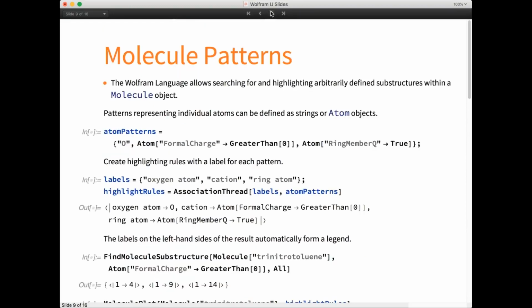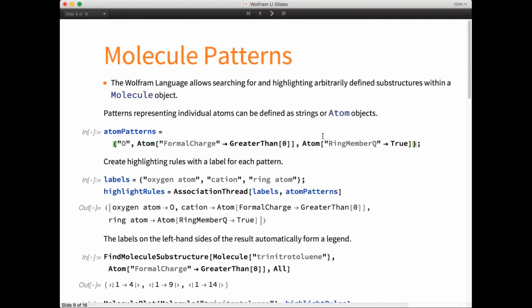Another really powerful thing that you can do in Wolfram Language with molecules is searching for and highlighting arbitrarily defined substructures. Right, so let's just jump in here. We can define patterns for various types of atoms. So this would be a pattern that would match any type of oxygen atom. Here we can write a pattern for any atom with a positive formal charge, so it's an atom with a formal charge greater than 0.